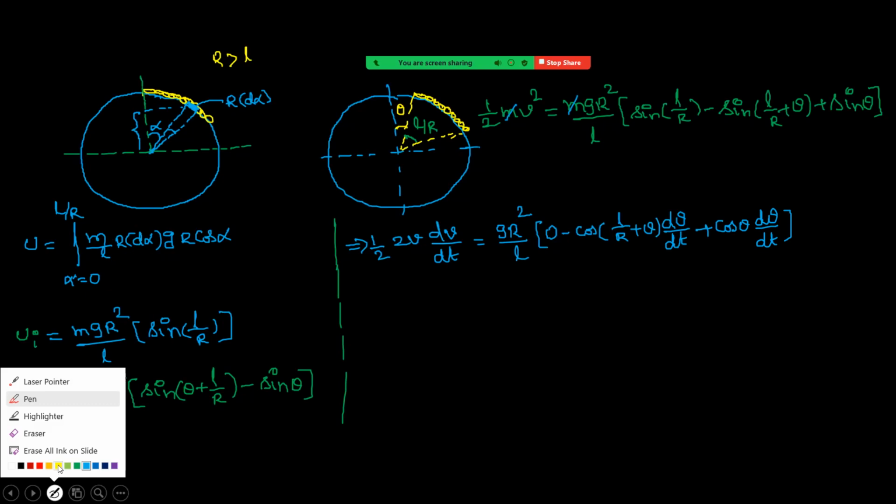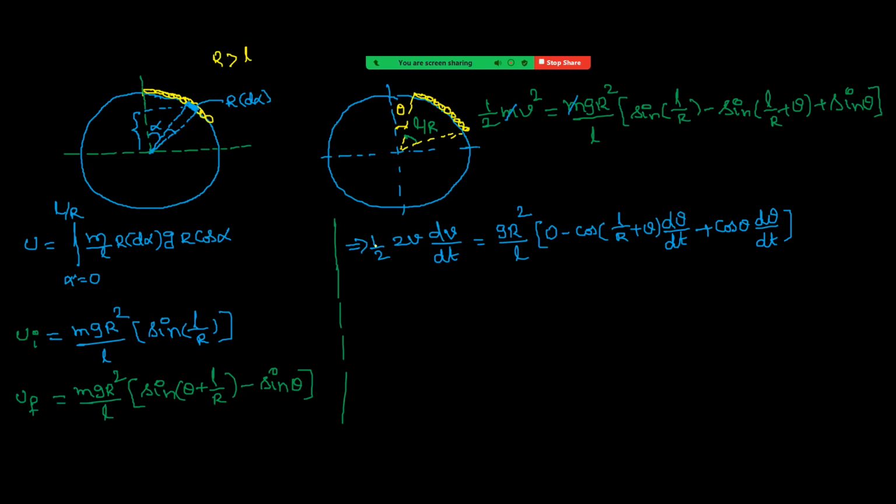Now simplify this. 2 gets cancelled. In the place of d theta by dt, it is omega, which is equal to v by r. Okay, v by r. So v cancels there by r, and one r cancels here. Remaining is now dv by dt, that is equal to gr upon L.